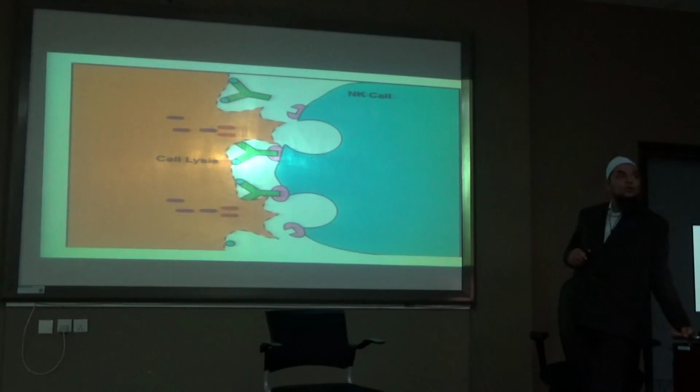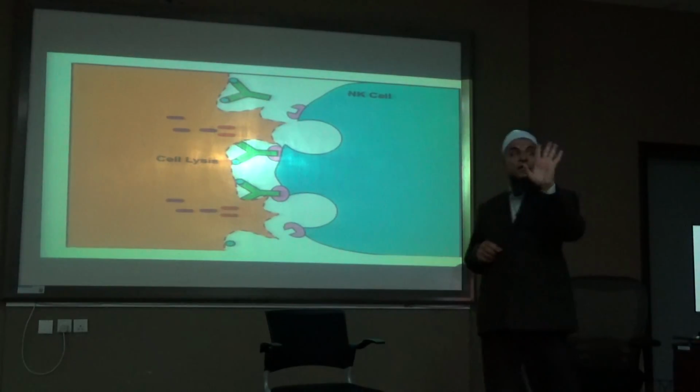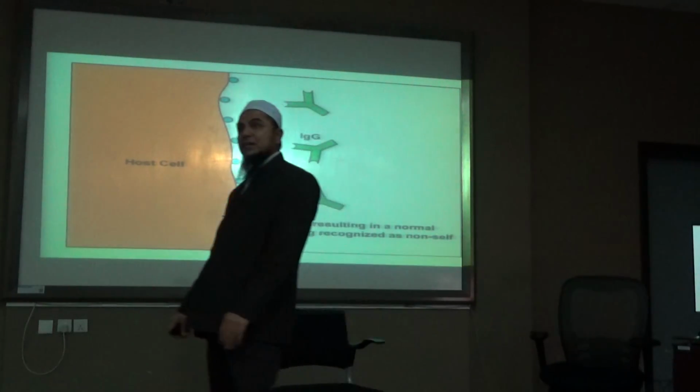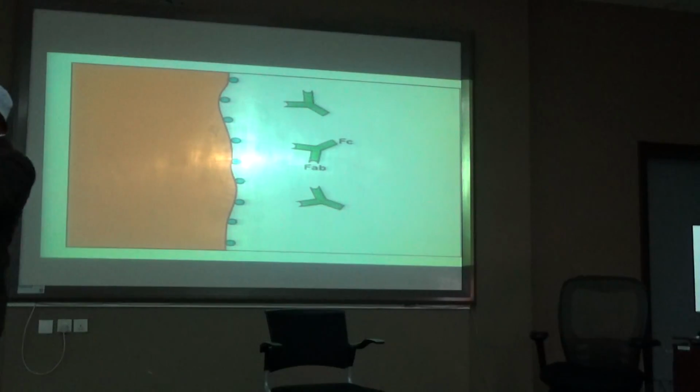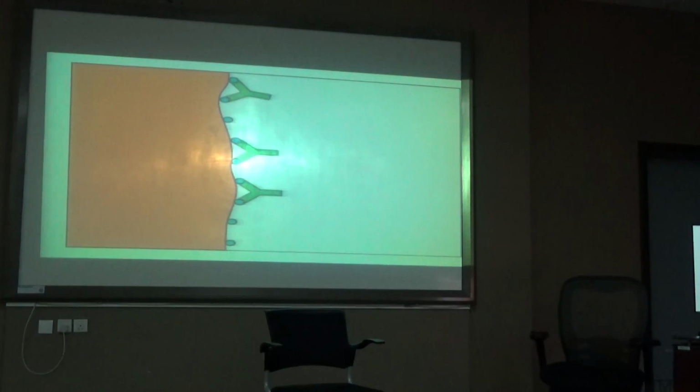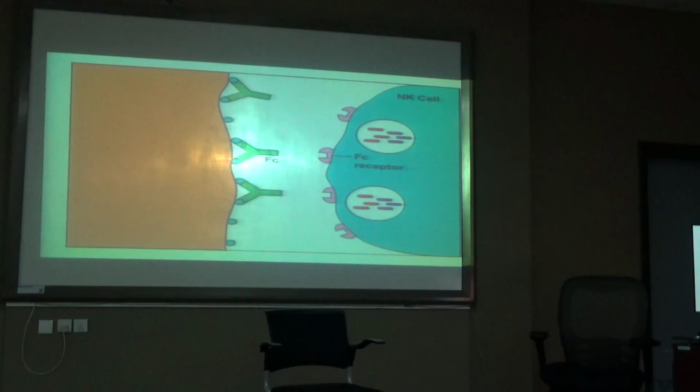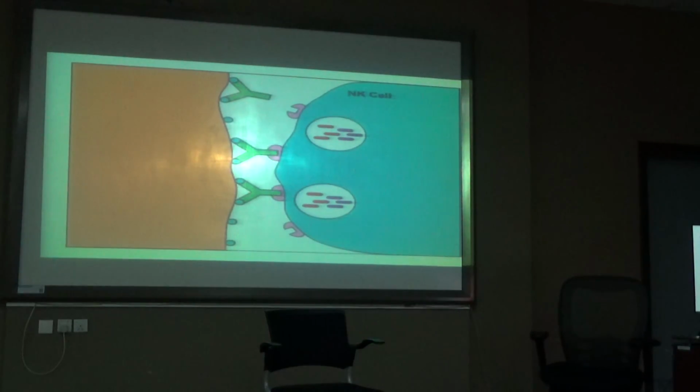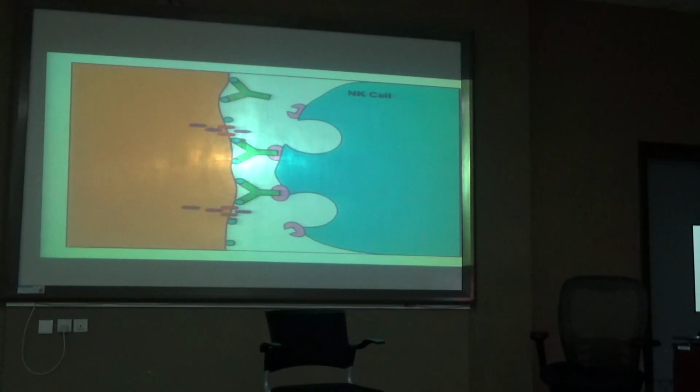Clear, guys? So four mechanisms we discussed very clearly. Two phagocytosis. Why am I repeating all the time? Because this is very important. Two phagocytosis, antibody and C3b, another MAC, and the last one is by the natural killer cell.